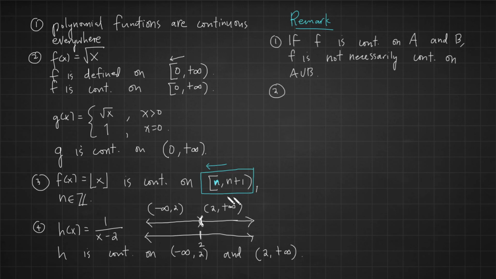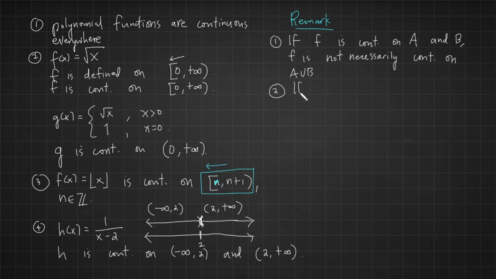So again, it does not mean that the floor function is continuous on every element of this interval. For the endpoint n, it is not continuous on m. It is only continuous from the right at x equals n.